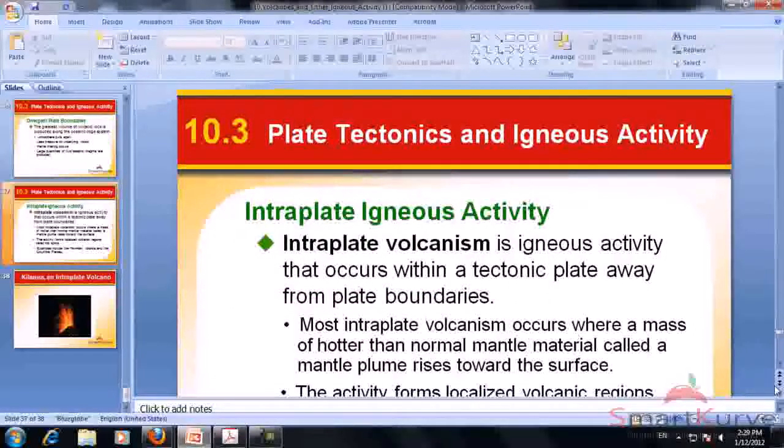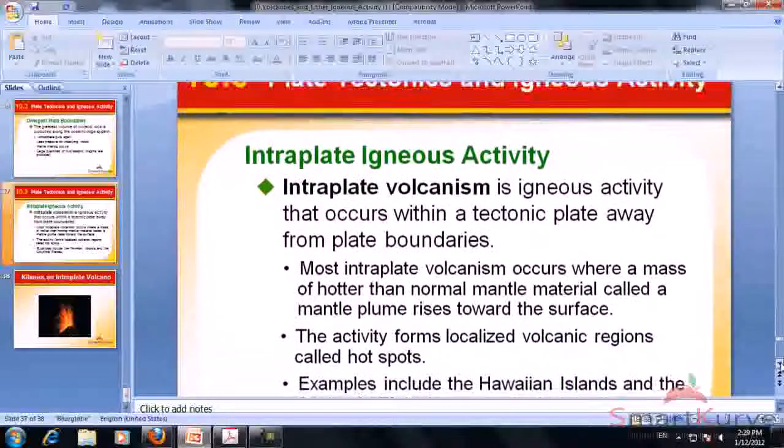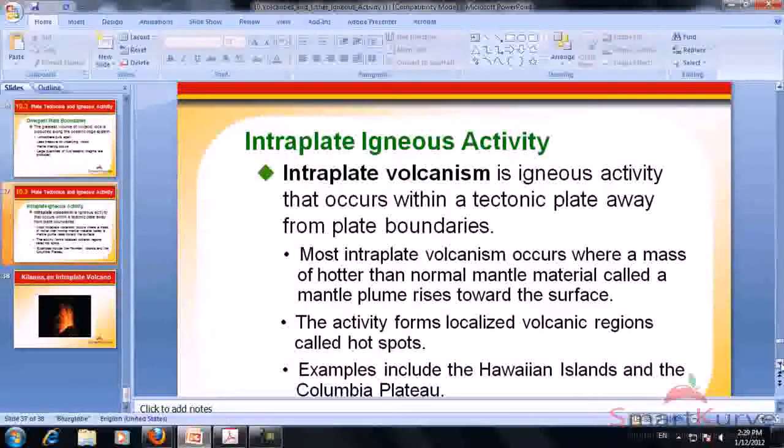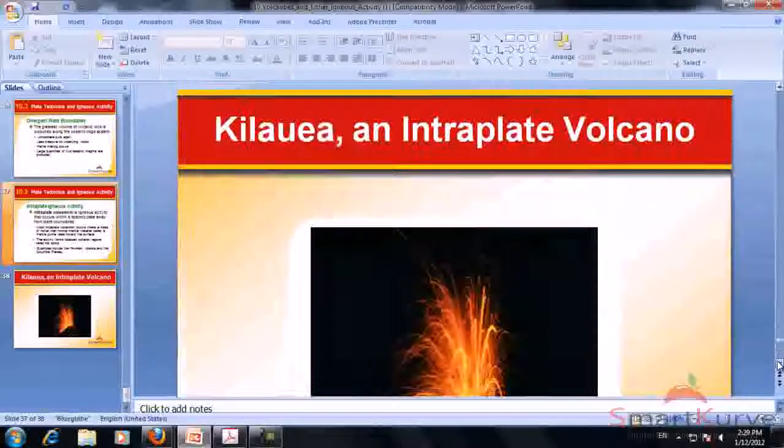Slide 37, intraplate igneous activity. This means igneous activity within a tectonic plate, away from any plate boundaries. We saw this yesterday with the Hawaiian Islands. Remember, the Pacific plate is actually twisting and moving over that weak spot where the magma is coming up, and that's what's forming the Hawaiian Islands. It's not a boundary, it's just a weak spot in the plate, almost like a hole in the plate where the lava can just shoot right up. Examples include the Hawaiian Islands and the Columbia Plateau.